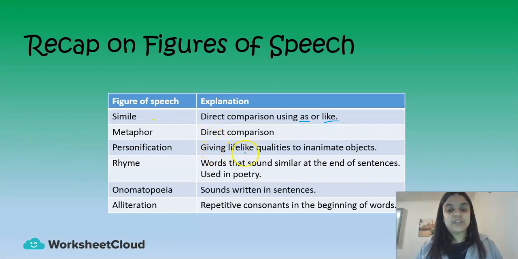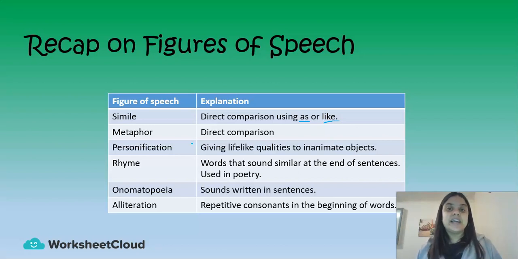Personification is giving lifelike qualities to inanimate objects. So, I am therefore giving qualities of life to things that are not usually alive. So, the desk shook with anger. Now, yes, the desk can shake, but it cannot shake on its own. Anger is a human emotion, and I'm giving that lifelike quality to the desk. Therefore, it is known as personification.